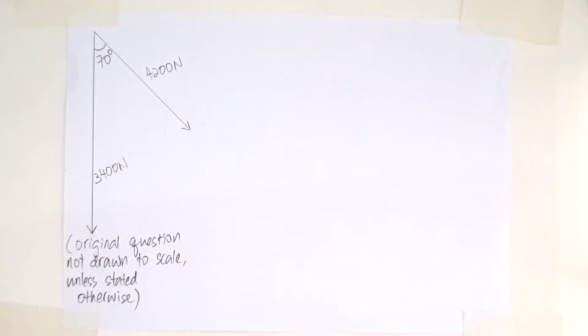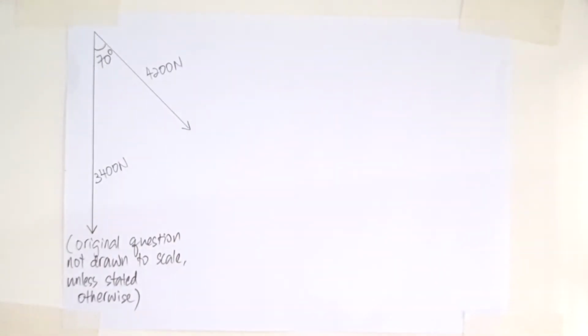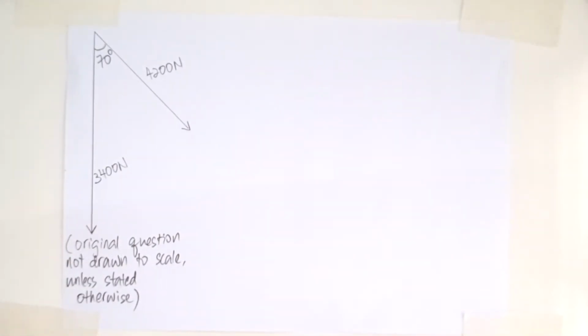Hello everyone. For this lesson, I'm going to show you how to draw the resultant vector if you're given two vectors with an angle between them. Now in this question you have here, you're given two vectors with an angle between them, and please do not assume that the original question is drawn to scale unless it's specifically stated. Otherwise, do not assume that.